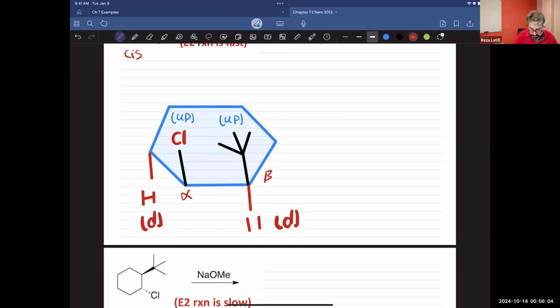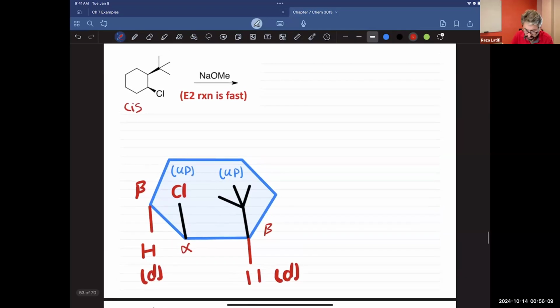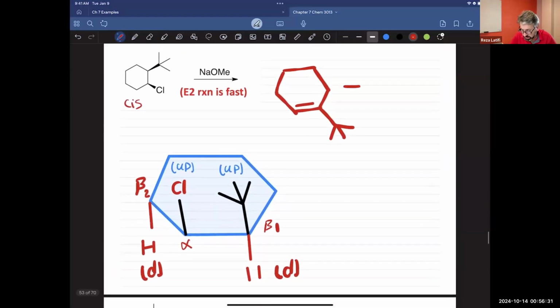So I have two hydrogens. Remember, that one also is beta. So technically I can get two products. If we go with beta 1 versus beta 2, beta 1 will give us such a product. So we will have a double bond here. And if we go with beta 2, the product we get will be such a thing.